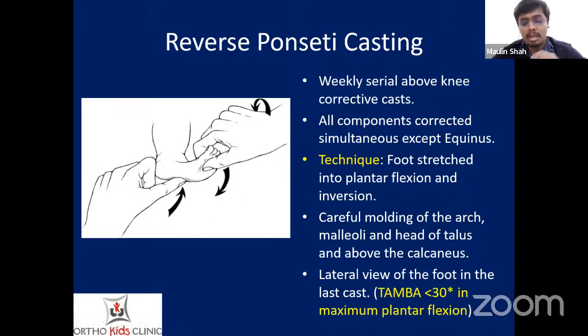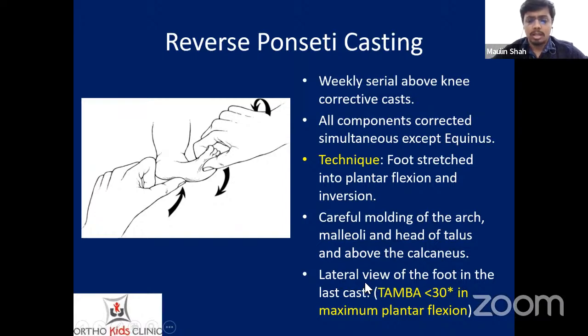During the manipulation, the left thumb is kept at the head of the talus, and we gradually pull the foot into plantar flexion and inversion. Careful molding of the arches, malleoli, and head of talus, and above the calcaneus. These are the 4 areas where molding needs to be done.